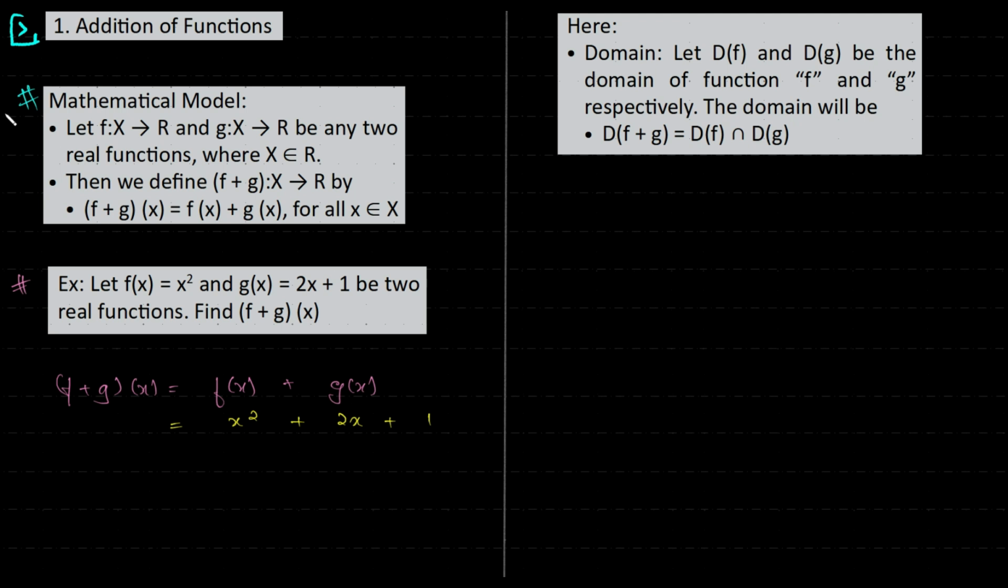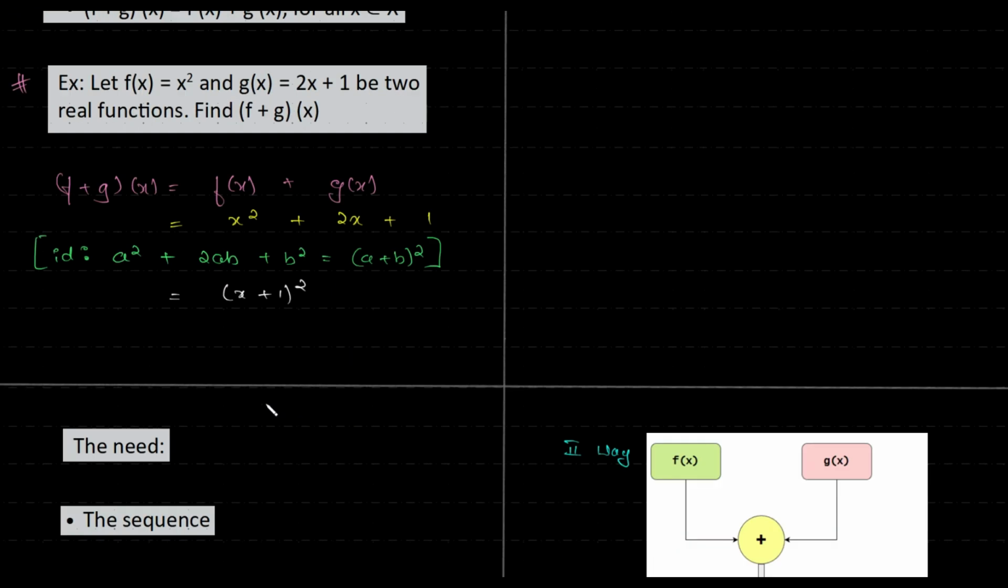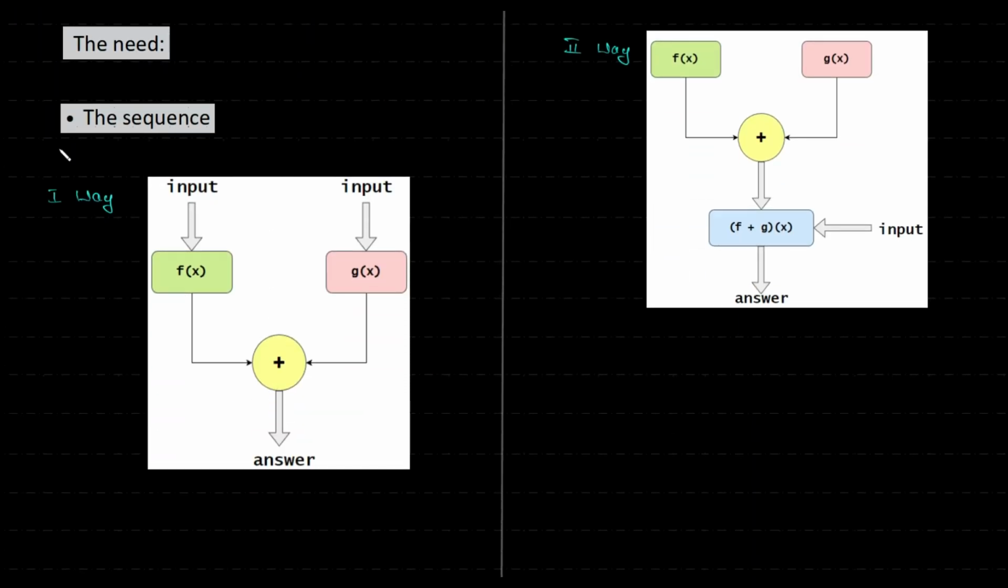Now the concept is telling us you can simplify this further. Make your job easy. What can we do with this? Anything that triggers your mind? Yes, it's of the form a square plus 2ab plus b square, and that's nothing but a plus b the whole square. Makes sense? So I can rewrite this as x plus 1 the whole square. But what is the basic idea over here? Why are we doing it, and what is the point of this? It's about the sequence of how we handle input.